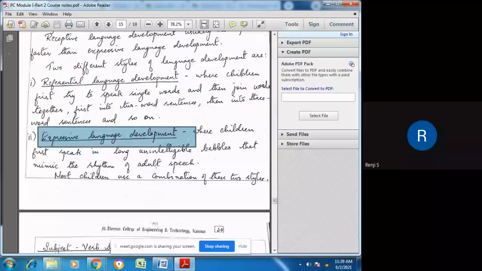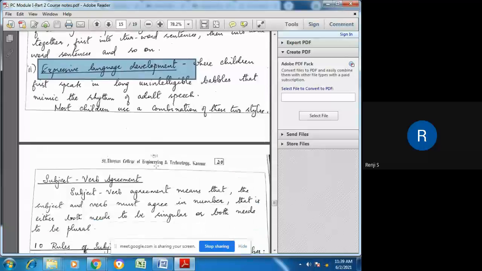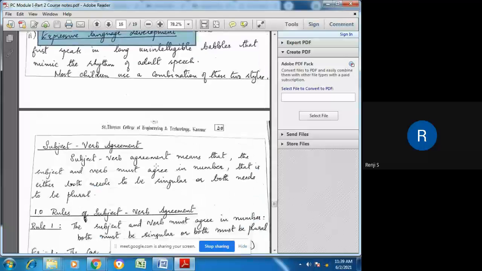Now, these are the two different types of language development: referential language development and expressive language development. And most children use a combination of these two styles.